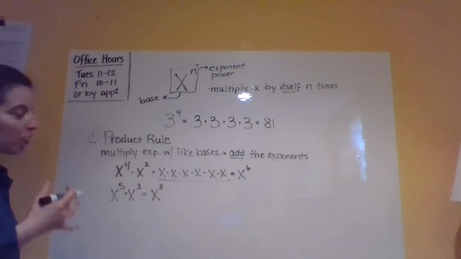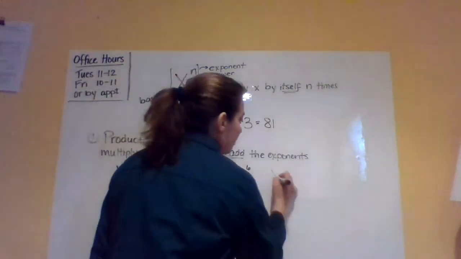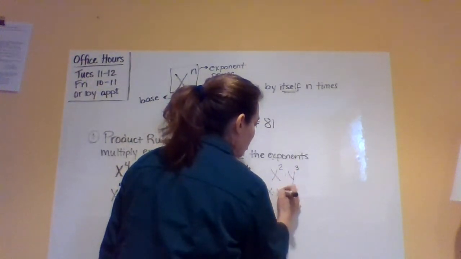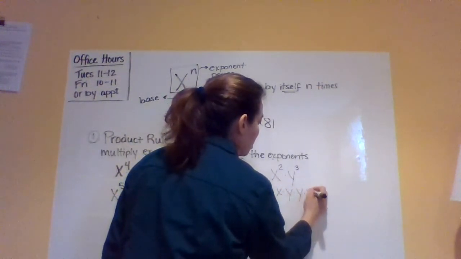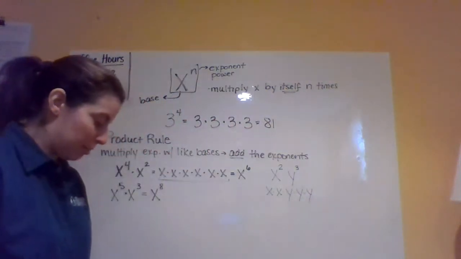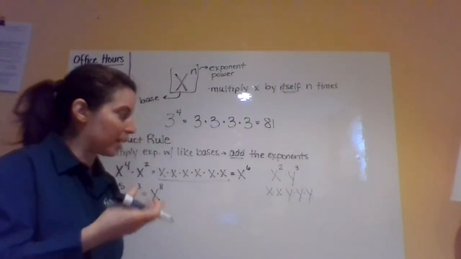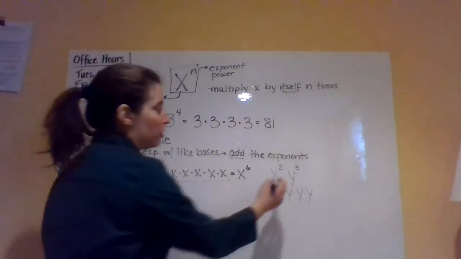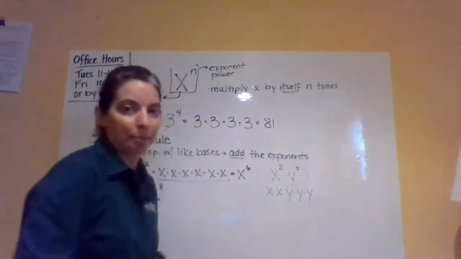Okay, just a couple points about this. If I had x to the second times y to the third, I can't combine that at all, right? There's nothing else I can do with that because it's not the same base being multiplied over and over. So this just has to stay like that.